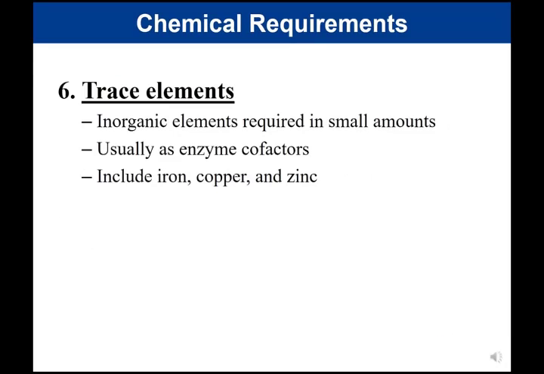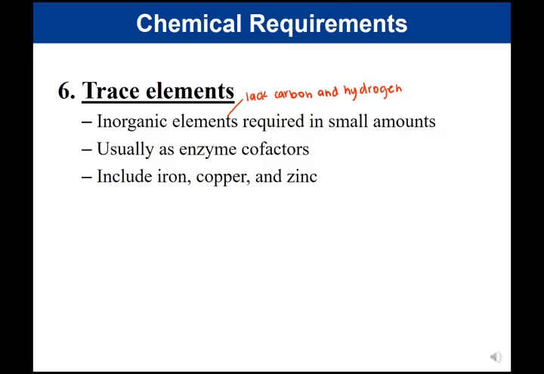So we already talked about carbon, hydrogen, nitrogen, sulfur, and phosphorus. And next we're going to come to our trace elements. And our trace elements are inorganic elements that are required in small amounts. And remember that inorganic elements are going to lack carbon and hydrogen. So they lack carbon and hydrogen. And so again, they're required in small amounts. So this would be like our metal ions, for example, iron, copper, zinc.